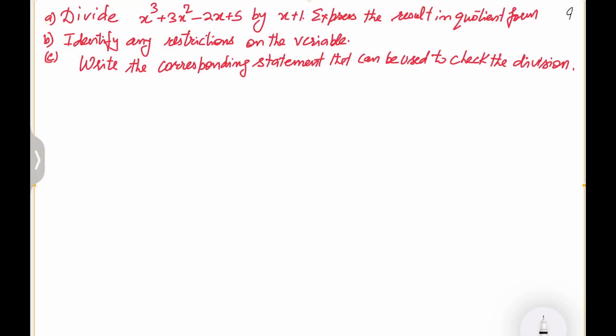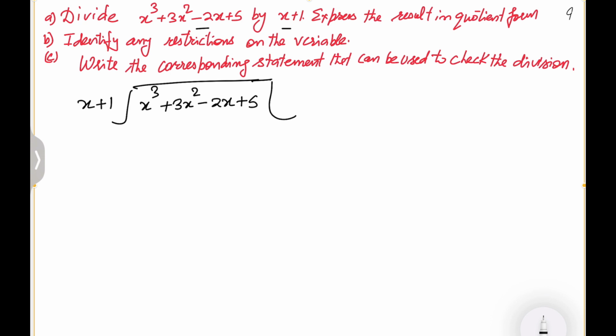So now here we have a question for division of polynomials. The question is: divide this by the divisor and express the result in quotient form. Here the dividend is x cubed plus 3x squared minus 2x plus 5, and we divide it by x plus 1. So we start by looking at the first term of the dividend and divisor.